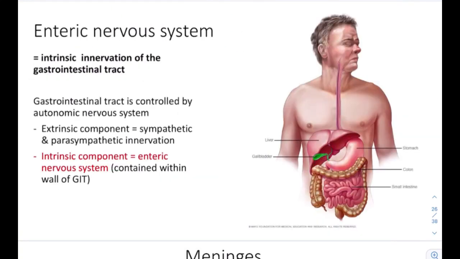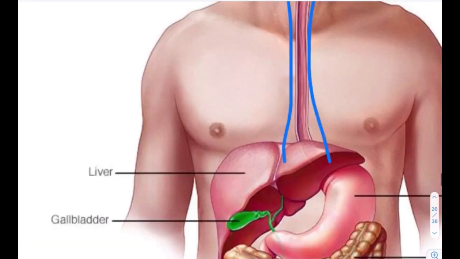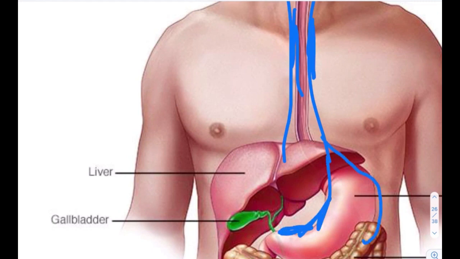Okay, let's talk about the enteric nervous system, which is a part of the autonomic nervous system. It's basically intrinsic innervation of the gastrointestinal tract. The gastrointestinal tract is controlled by the autonomic nervous system. It has an extrinsic component, which is basically the sympathetic and the parasympathetic division. And then it also has an intrinsic component, which is the enteric nervous system, which is contained within the walls of the gastrointestinal tract. So within the walls here and here of the entire gastrointestinal tract, within the walls we have nervous tissue called the enteric nervous system.